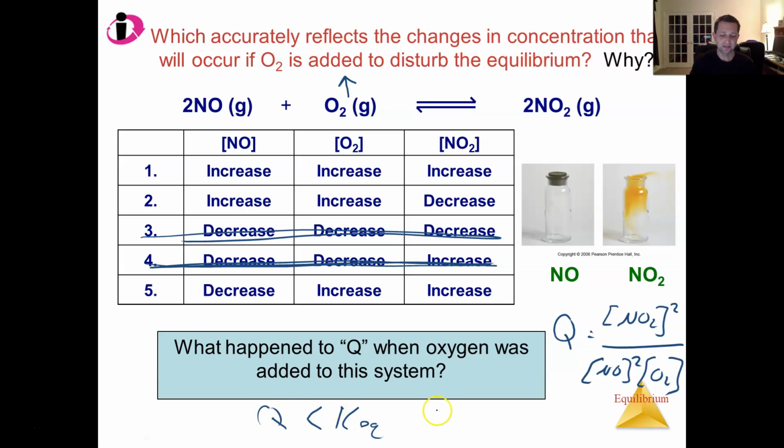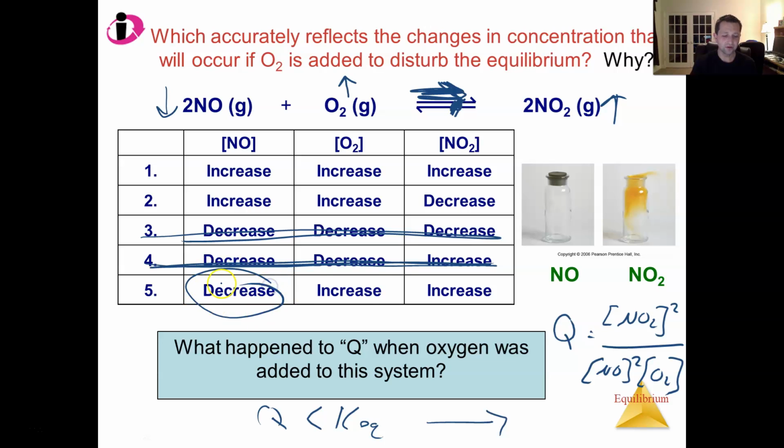Well, if Q is less than Keq, the reaction should proceed to the product side. So as that happens, we're going to go this way, proceeding to the product side. As you shift to the right, to the product side, we're going to increase our product concentration of NO2, and we're going to decrease our reactant concentration of NO. So we're going to decrease NO.